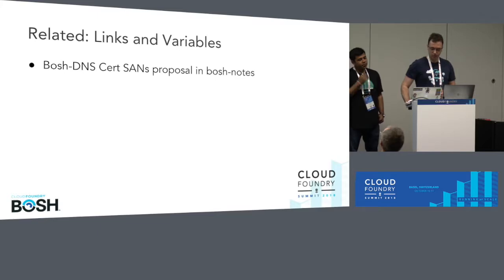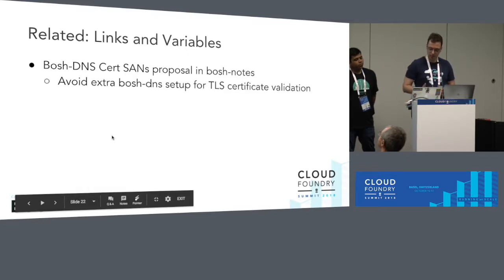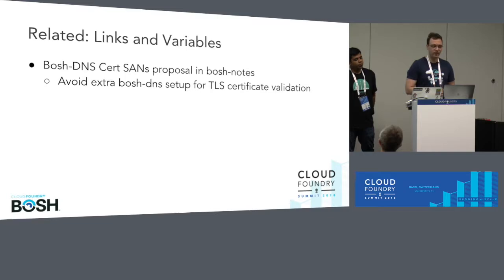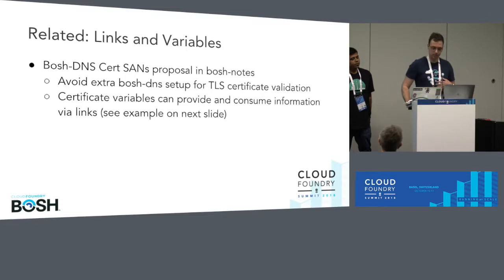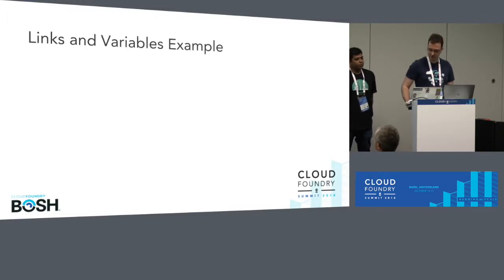One thing worth mentioning, which is connected in a way to the Links API, is links and variables. The recent work around this area allows variables to provide part of themselves. Right now, it's only limited to certificates. But for example, they can provide the SAN or common name portions of a generated certificate. And this could be consumed within links. In a similar fashion, links could be consumed within variables as well. And we'll see an example coming up next. This is still under development, but the basic functionality has been available since Bosh Director 267.